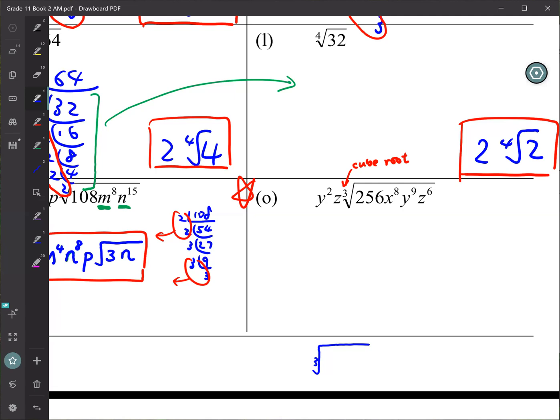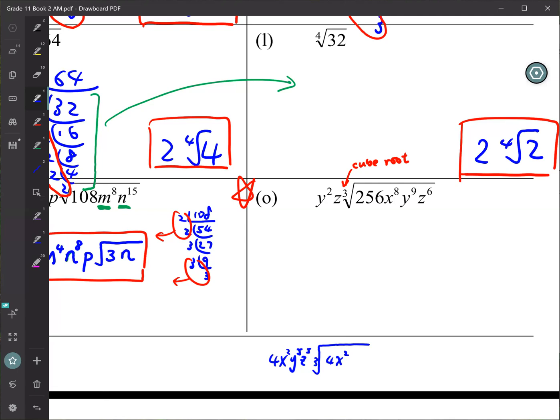Jason, I'm done. Okay, what's your answer? 4x squared y to the 5 z to the 5 times the cube root of 4x squared. That's all, right? Yeah. Okay.